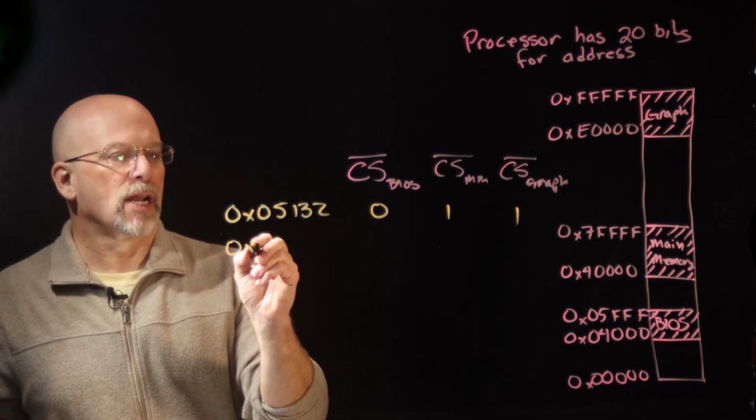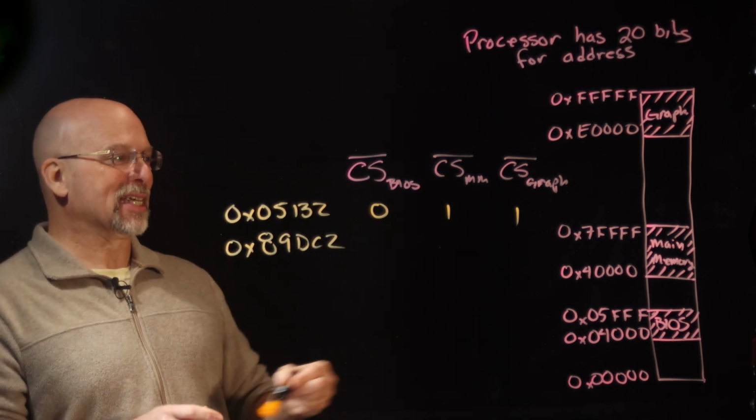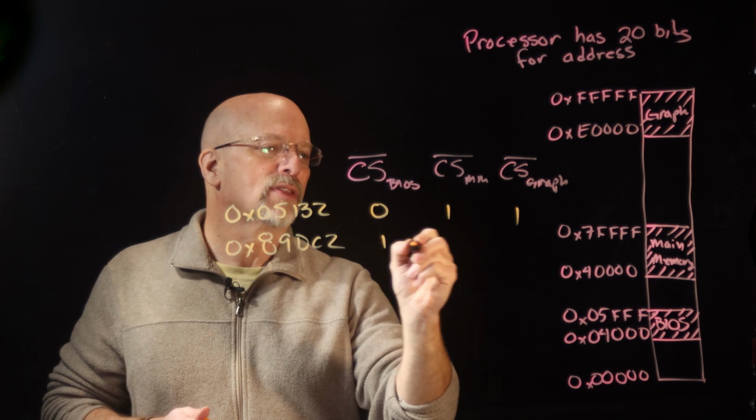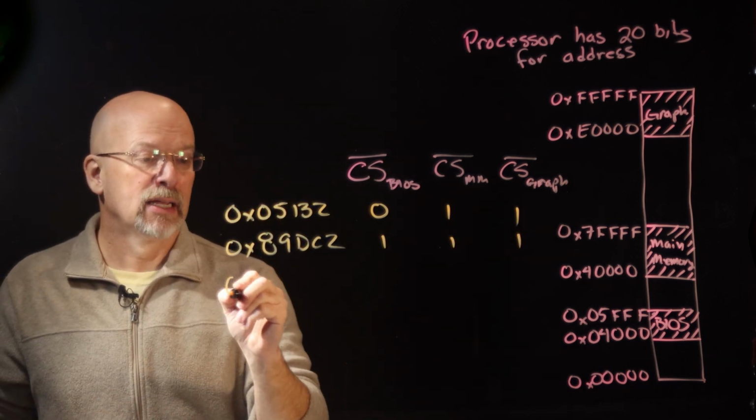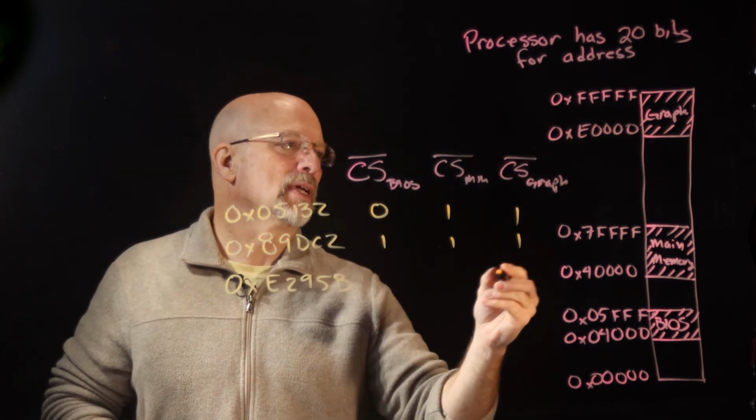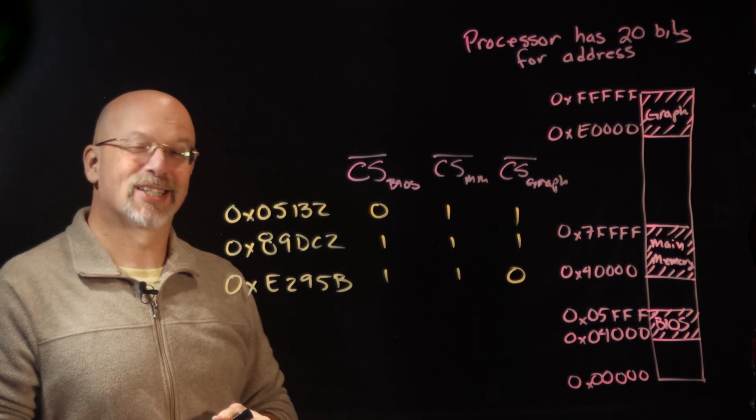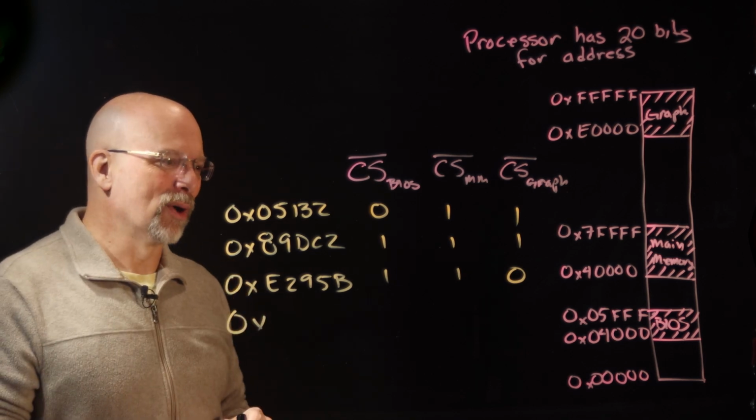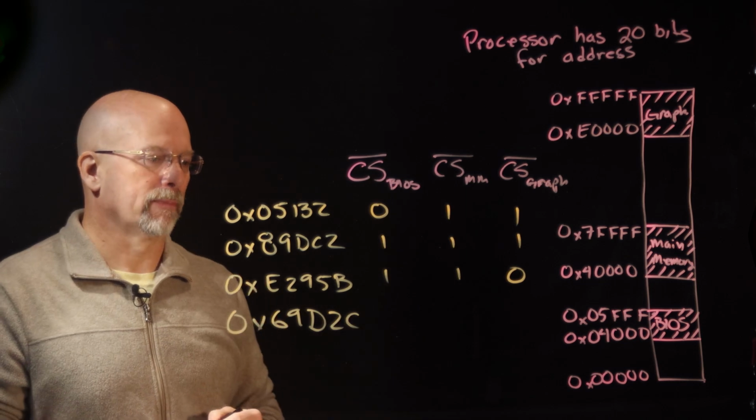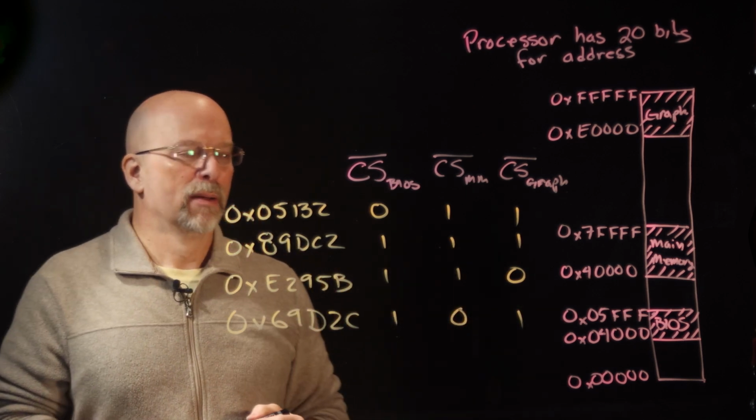Let's say that I picked an address and I'm writing to an address, I don't know, how about 89DC2? All right. Now, 89DC2, that's right there. It's not on any of these three devices, and so all three of these chip selects are going to be off. Okay, let's say that I'm going to E295B. All right, that is up in this range, which means the graphics card will be enabled, but the chip selects for the other two will be off. Let's give main memory a chance here, hey? So how about we're going to write to, I don't know, how about 69D2C, all right? And that is going to be somewhere in there, so that means the main memory chip select is going to be on, but the other two are going to be off.